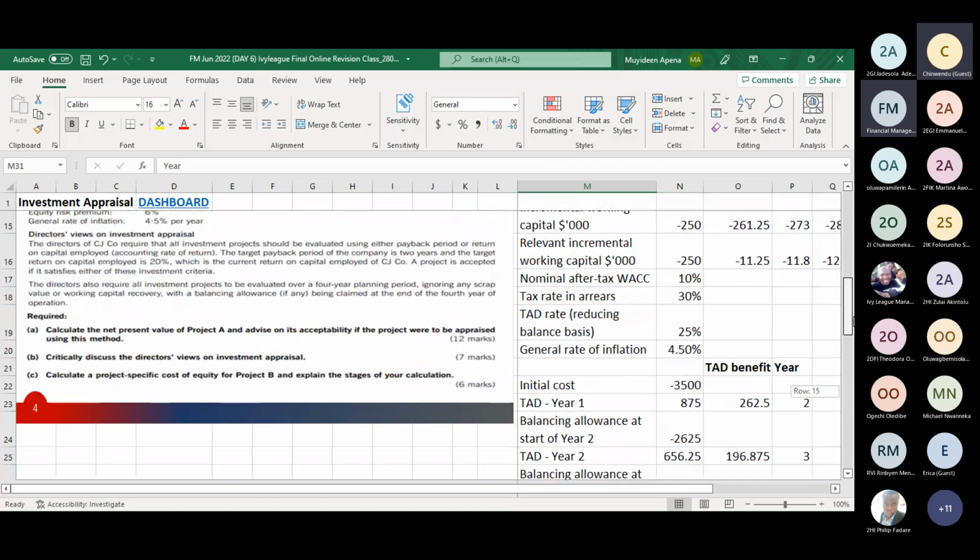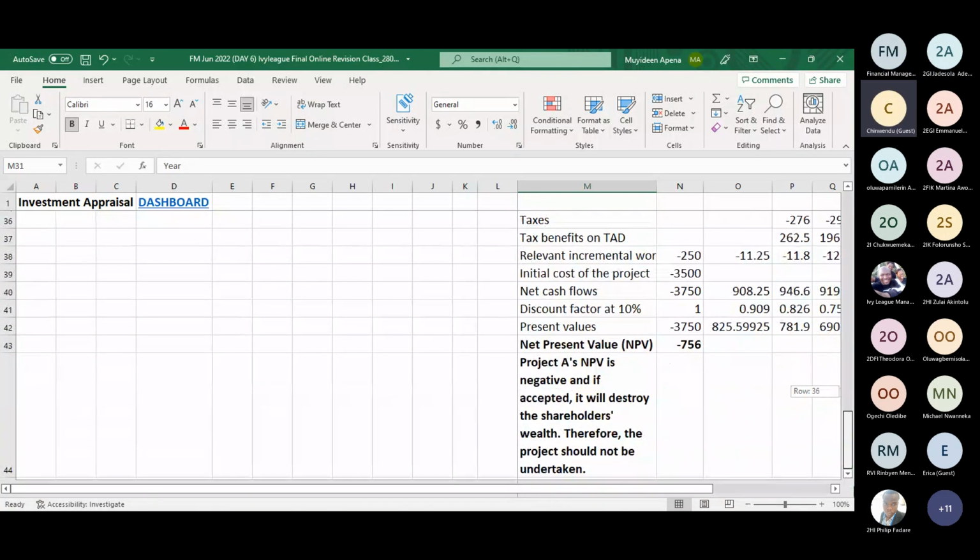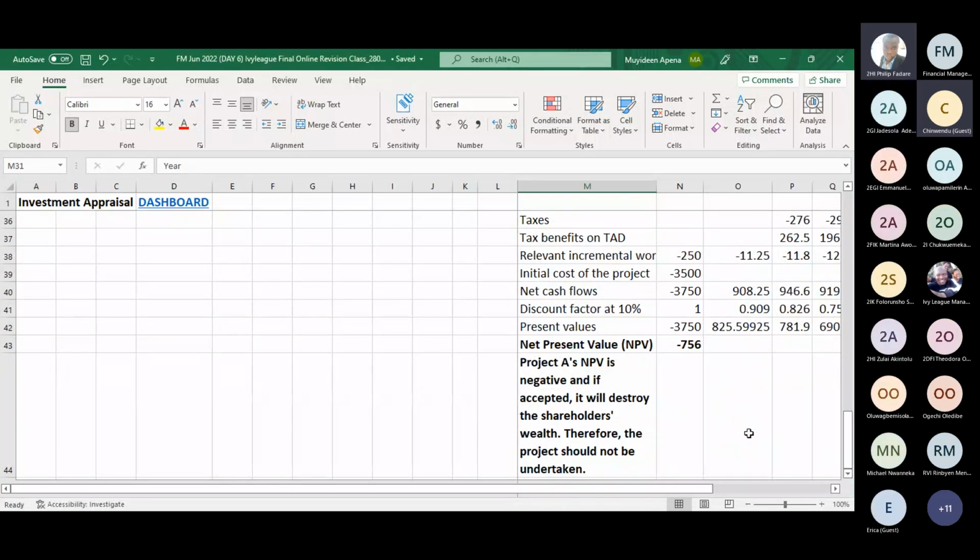So that's 12 marks for us. Let's move on. Please, can you quickly run through this tax available depreciation again? Which one? The TAD, the calculation of the TAD.